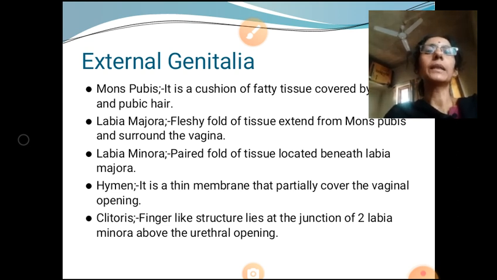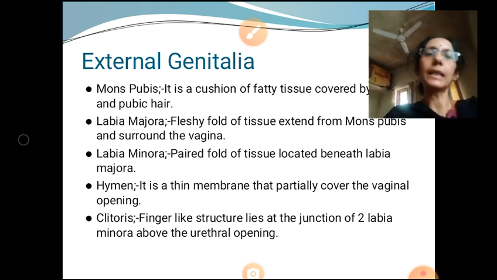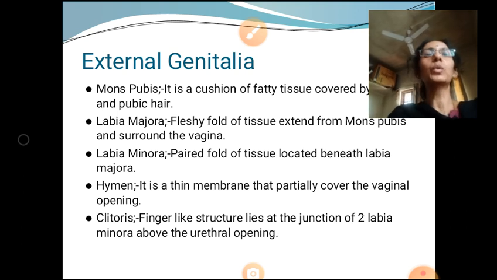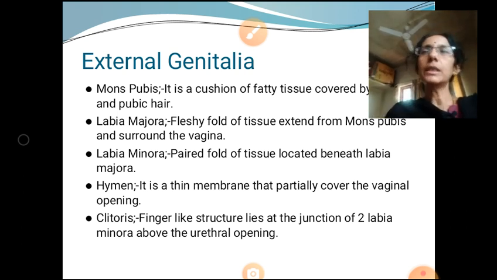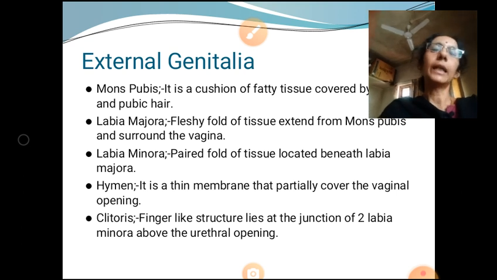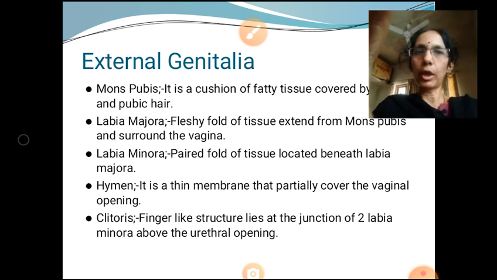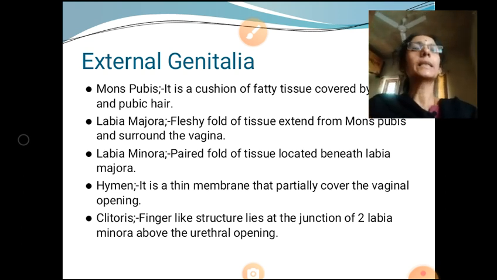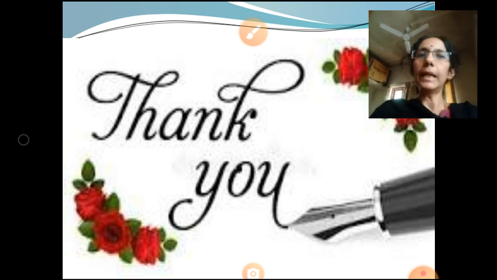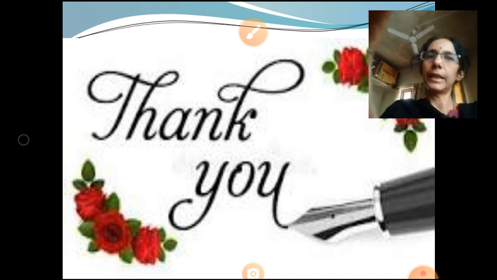Now, the last part is the clitoris. It is a finger-like structure that lies at the junction of the two labia minora just above the urethral opening. So, external genitalia consists of mons pubis, labia majora, labia minora, hymen and clitoris. So, you have studied today about the female reproductive organs, the accessory duct system, the accessory gland system and the external genitalia.